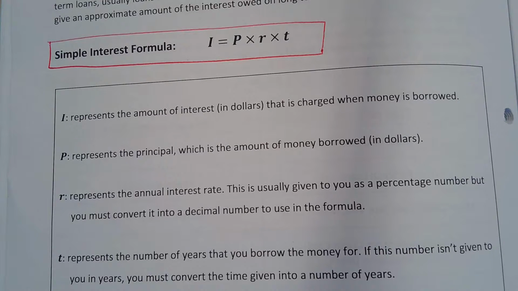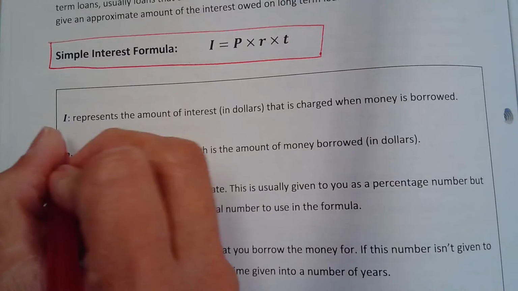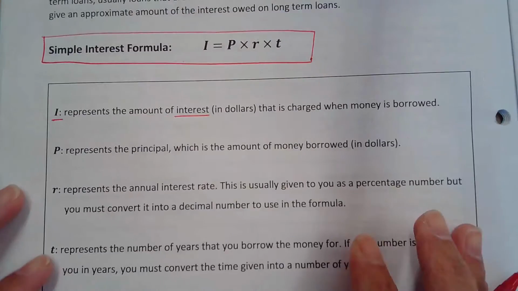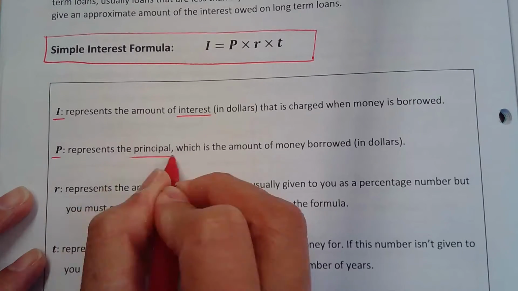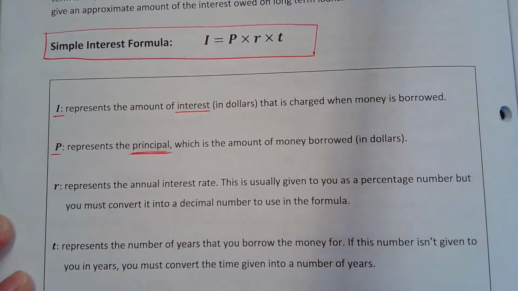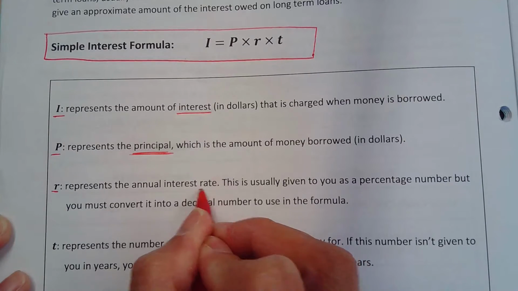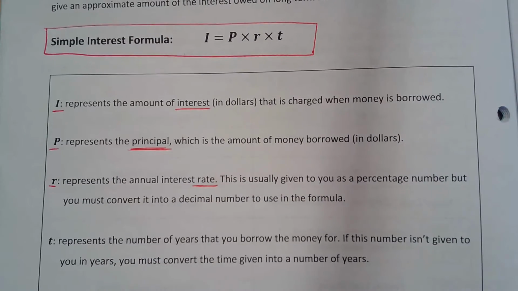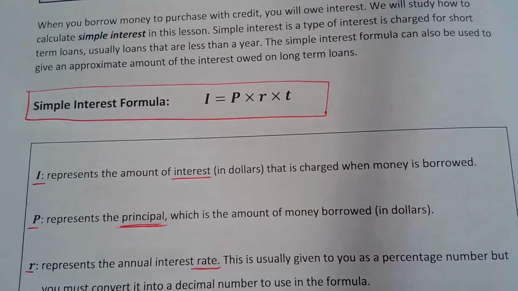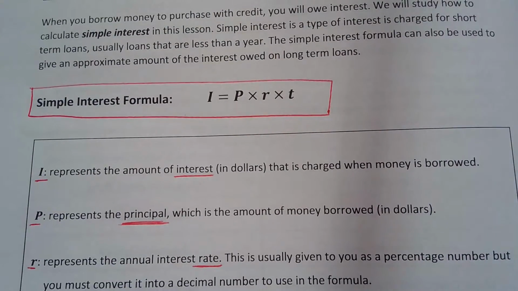And then the R, little r, represents the annual interest rate. So I is for interest, P is for principal amount, R is for interest rate. That's why it's R. Do you know why it's not I?